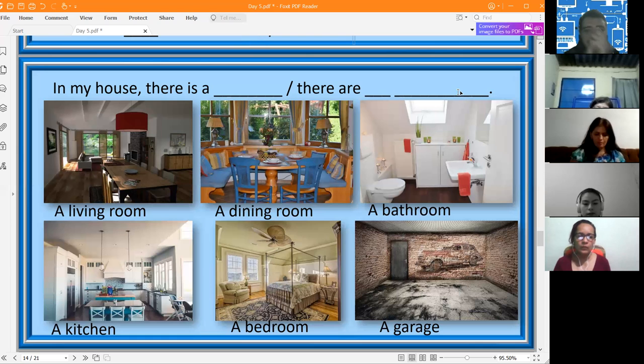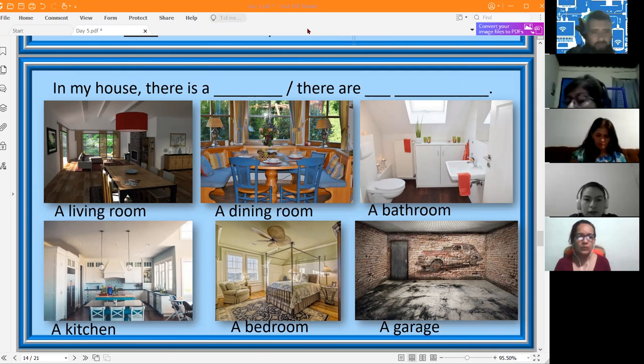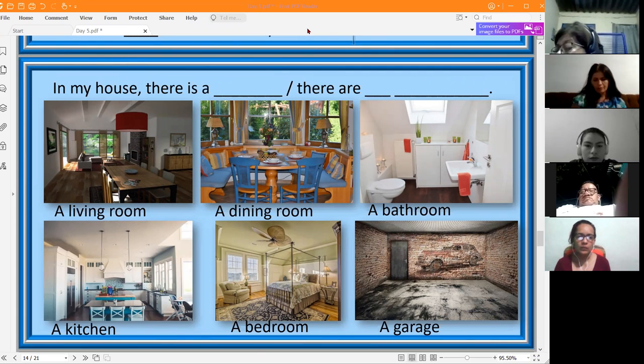Now, Yolanda del Carmen Hernandez. Tell me about your house. I have a dining room, there is a bathroom. My house, there is a living room, a bathroom. A kitchen, a bedroom. 2 bedrooms. And 2 gardens. Oh, there are 2 gardens? Okay. Yes. Excellent. 1 in the front and 1 in the back. Okay. Excellent. Thank you very much.